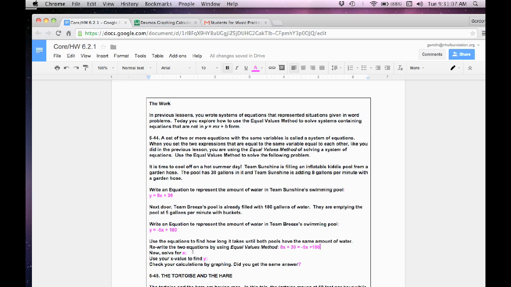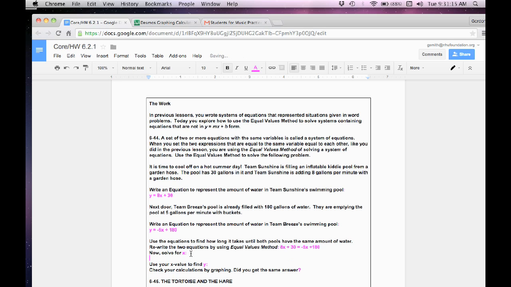Okay, so now solve for x. So I'm going to take this equation, and I'm going to get x alone. Now the beauty, of course, of the equal values method is that it eliminates the y. There's no y here, so we can isolate x. First thing I'm going to do is I'm going to add 5x here because I don't like the negative 5x, and I want to get all the x on the same side. So if we add 5x, we get 13x plus 30 is equal to 180.